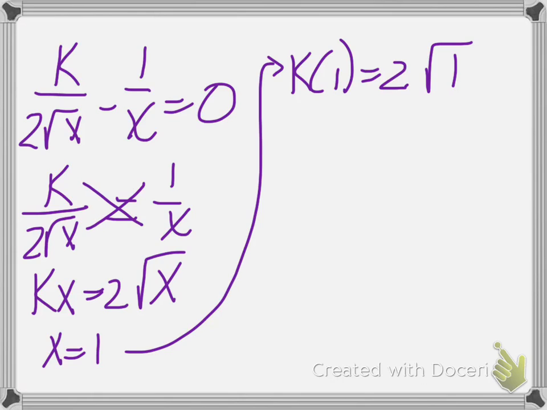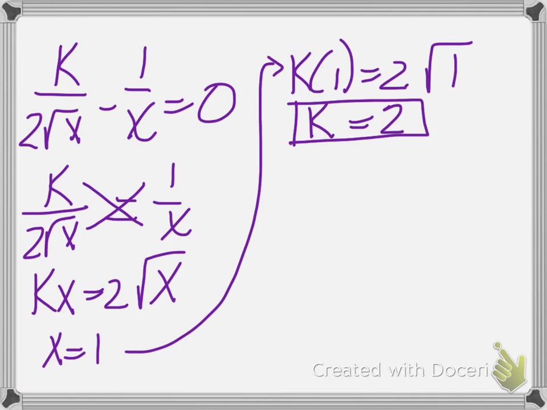Well, k times 1 is obviously just k. Square root of 1 is just 1. You do not have to consider negative 1 because they told you at the very beginning that x has to be greater than 0. So the square root of 1 is 1, and 1 times 2 is 2, and therefore k equals 2. And that was 1 more point.